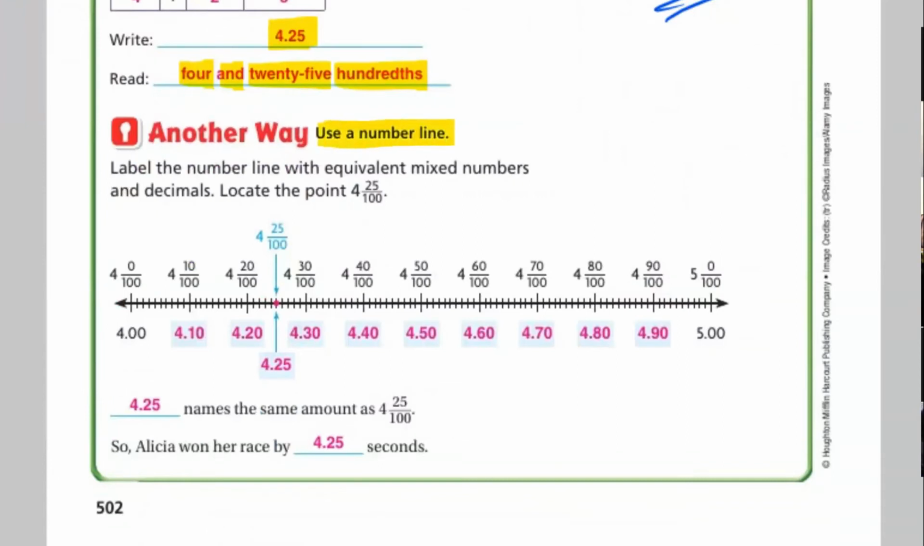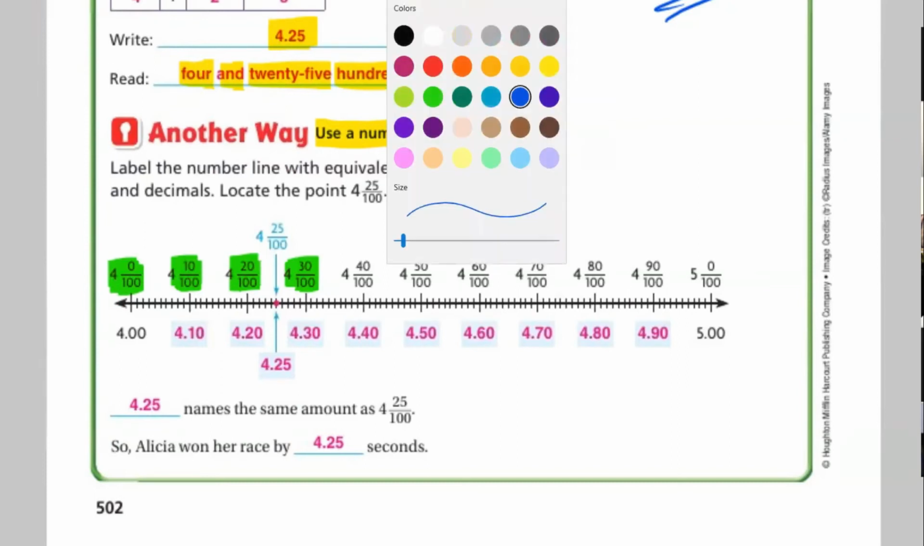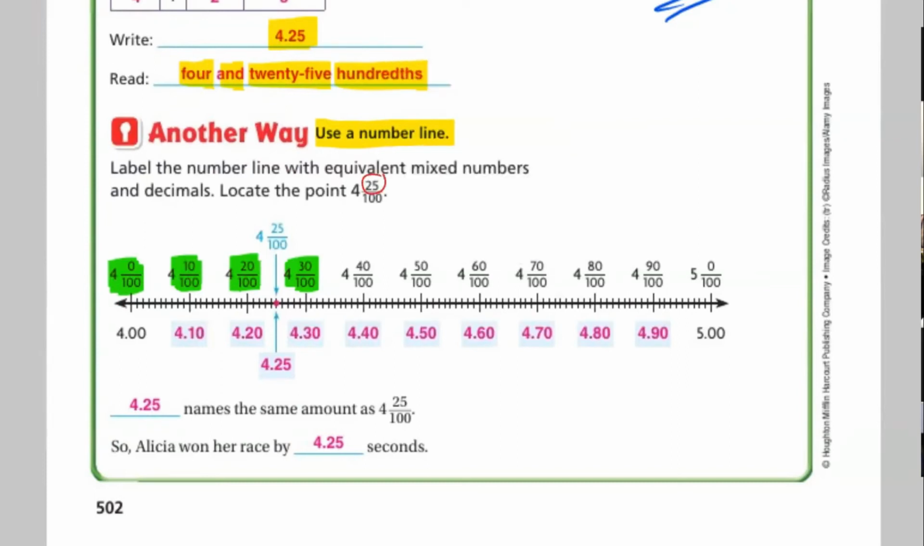Okay, now let's use the number line. As you see here, you have to start with the whole number. So 4 and 0 over 100. And after that, it will be 4 and 10 over 100, 4 and 20 over 100, 4 and 30 over 100. And of course, we can determine the point that we have here because it's 25, right? So it will be between 20 and 30, right?